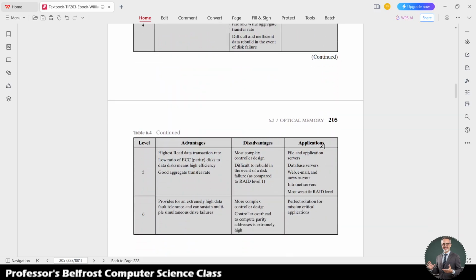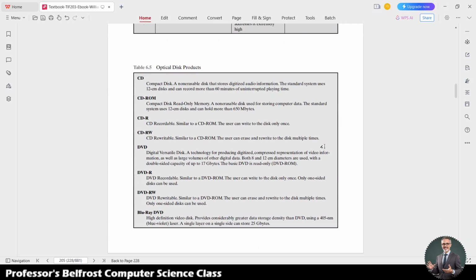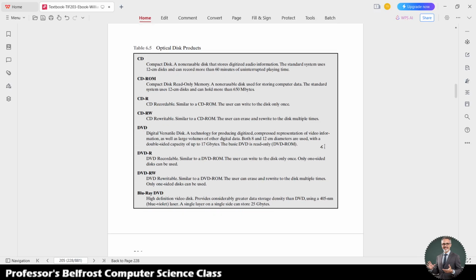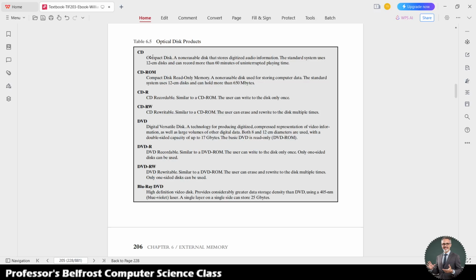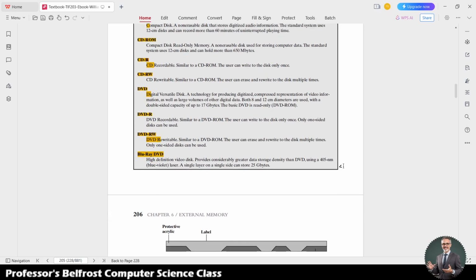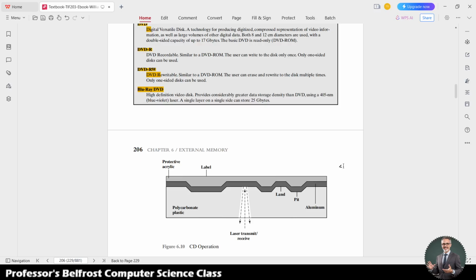Let's see table 6.5 for more information. Okay, so we have some optical disc products. We have CD, we have CD-ROM, we have CD-R, CD-RW. R is for read and recordable, W for write. We have also DVD, the digital versatile disc. We have DVD-R, we have DVD-RW, we have Blu-ray DVD. Okay, maybe now most of us don't use CD anymore.